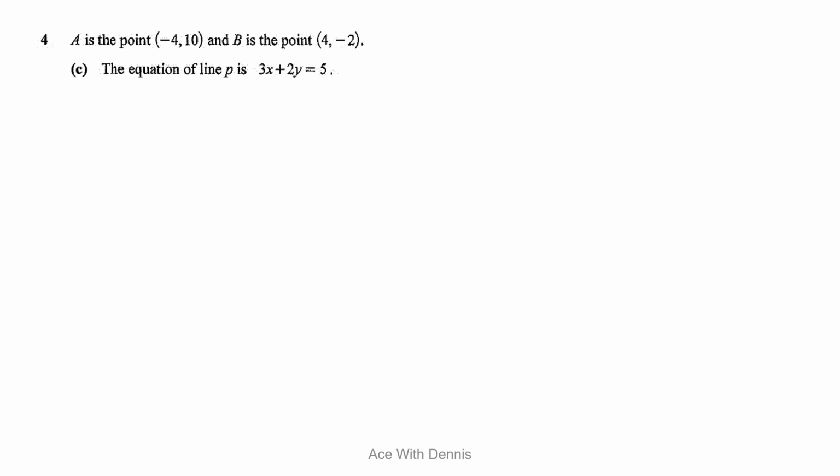C. The equation of line P is 3x plus 2y equals 5. 1. Show how you can tell that the line P does not intersect the line AB. 2 marks. Alright, so to know whether two lines are intersecting each other or not, we need to see if they are parallel or not.